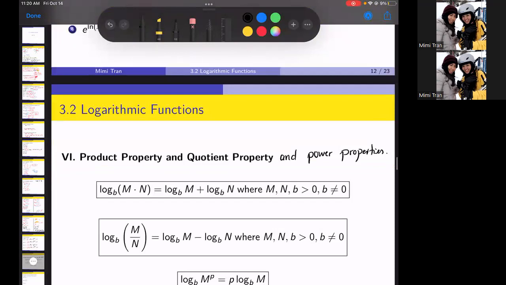Let me remind you. The product rule of the exponential function is a to the m times a to the n. What do I do? Yeah, a to the m plus n. And it's pretty much the same as log. If I have log base b of m times n, then it becomes a sum: log base b of m plus log base b of n. B cannot be one.